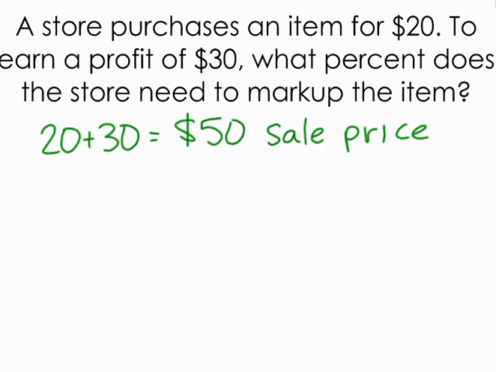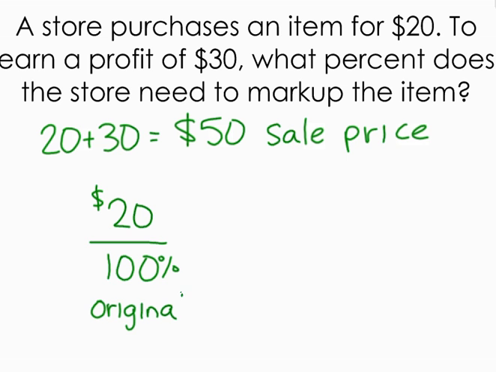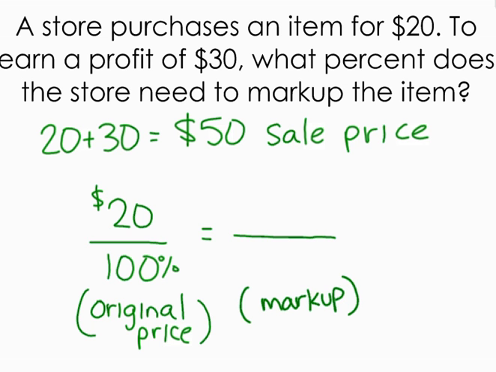50 is after the markup, so I could write that. $20 represents my 100%. So that's going to be my original price. And in my proportion, I want to figure out what the markup price is. So that's going to be my variable, and that's going to correspond to my sale price of $50. Now I just need to solve my proportion.